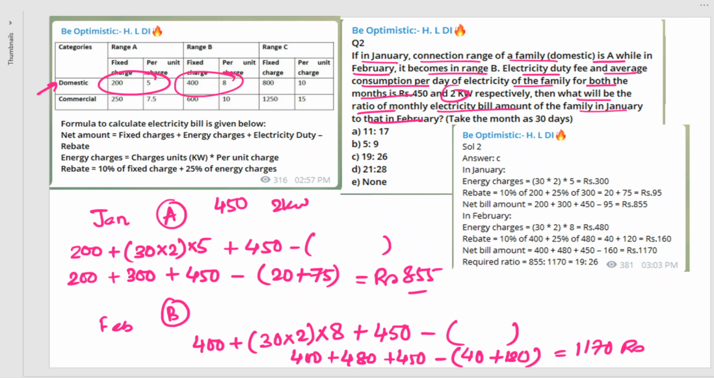Now you have to take the ratio of these two, right? So it is 855 is to 1170. This is the ratio. Now calculate your ratio. You will get 19 is to 26. So option C. I hope this is also clear now, right? Now let's move to the next question.